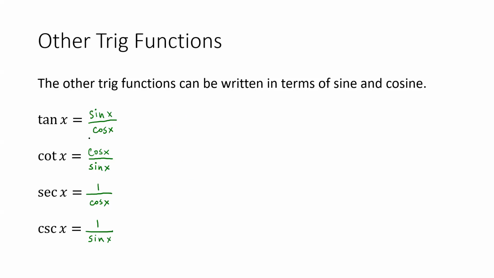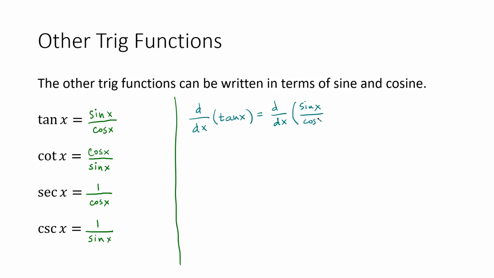So that means that if I write them this way, then I have a way of dealing with each of these now. So for instance, if I want to find the derivative of tangent, well, I can apply the quotient rule for the derivative of sine x over cosine x. Right, so I can work it out this way.